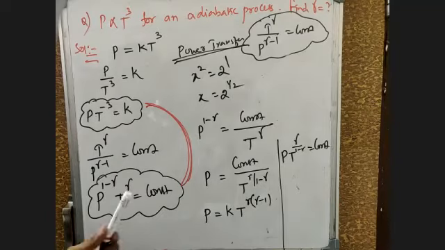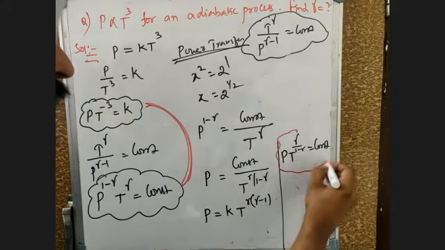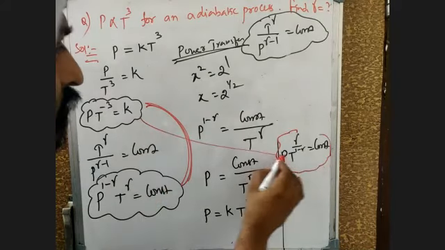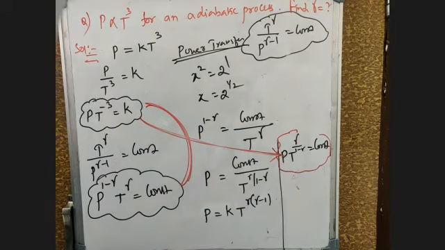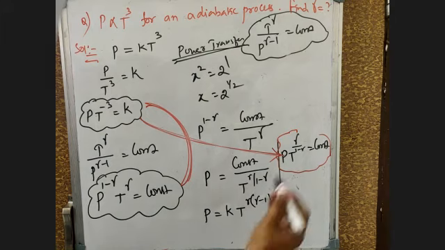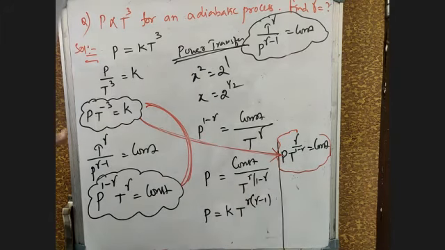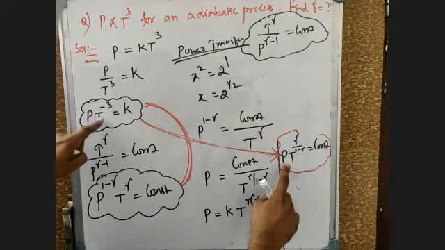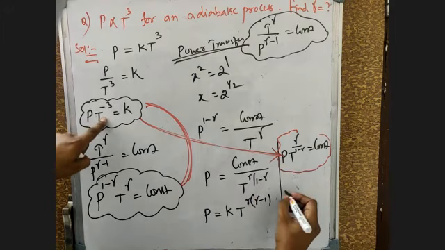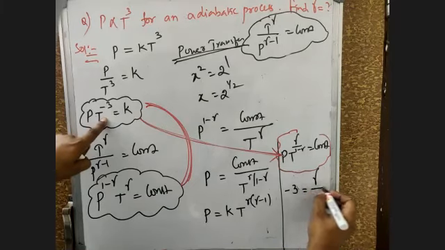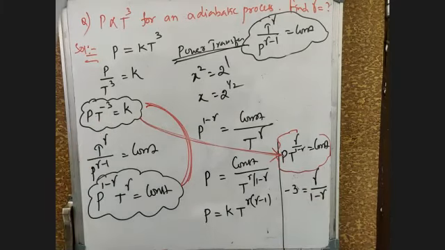Now, can you compare these two right now? Compare both of them, because we need to calculate the value of gamma. In the place of p, p. In the place of t, what am I having? T to the power of minus 3 gamma divided by 1 minus gamma. Is that right?